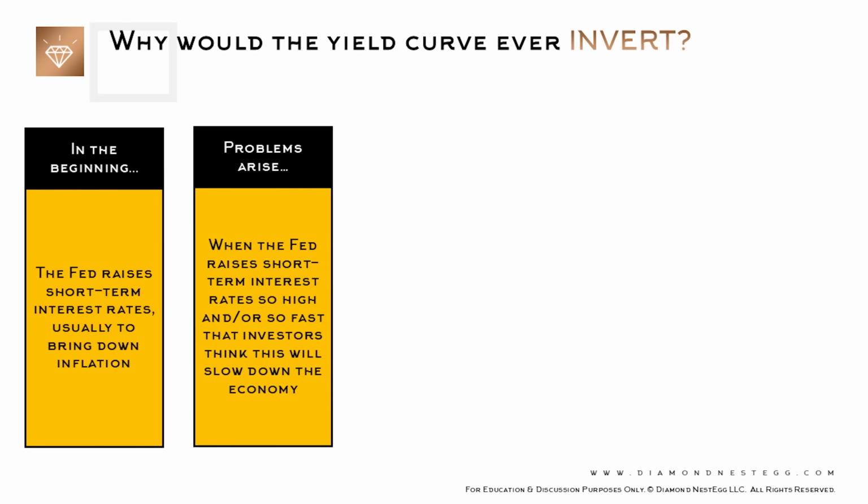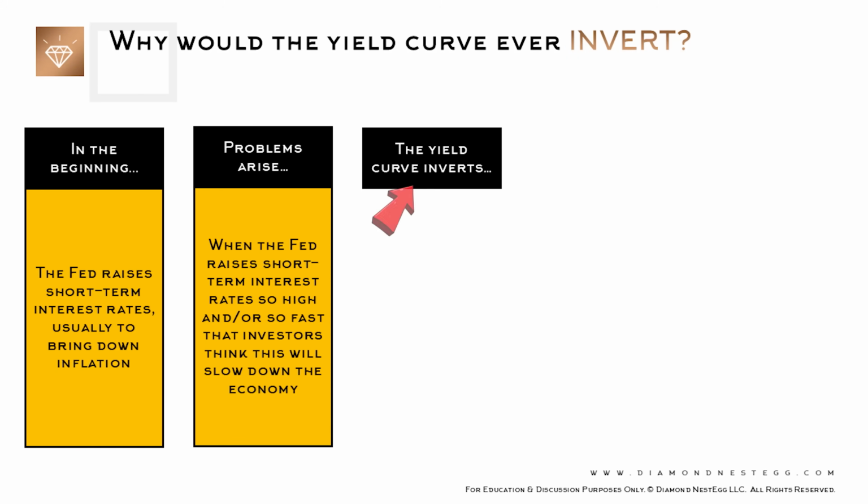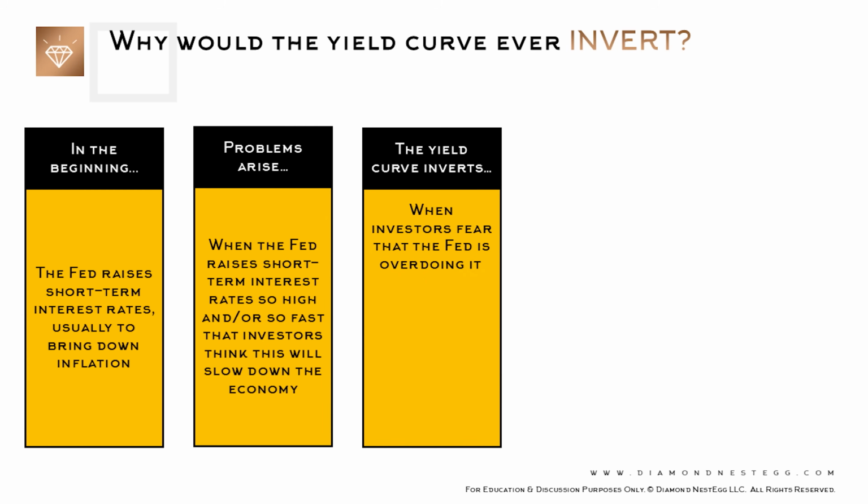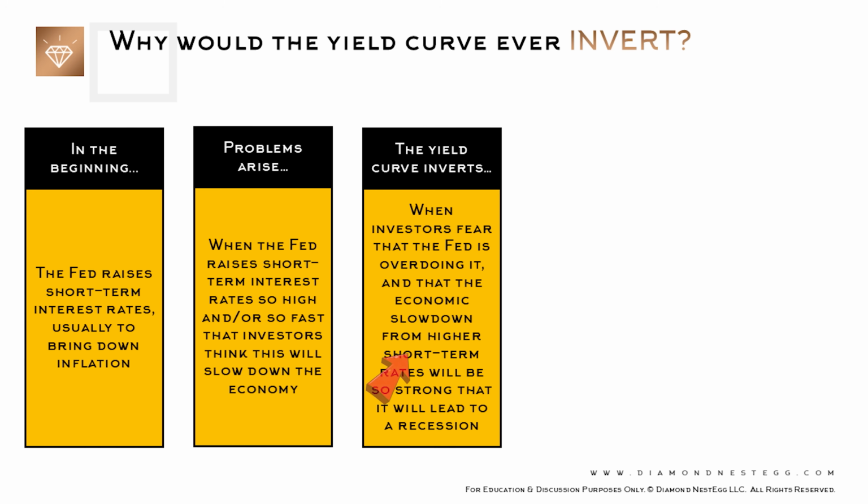Problems arise when the Fed raises short-term interest rates so high and/or so fast that investors think this will slow down the economy, because the more expensive it is to borrow, the fewer loans businesses and consumers will take out for immediate use and/or future investment. The yield curve inverts when investors fear that the Fed is overdoing it, so to speak, and that the economic slowdown from higher short-term rates will be so strong that it will lead to a recession.